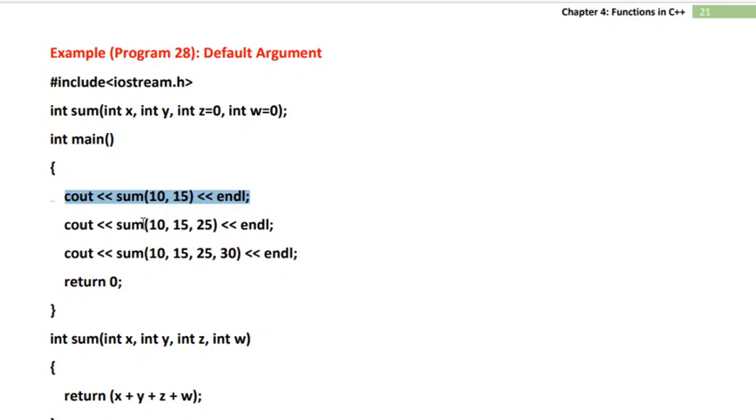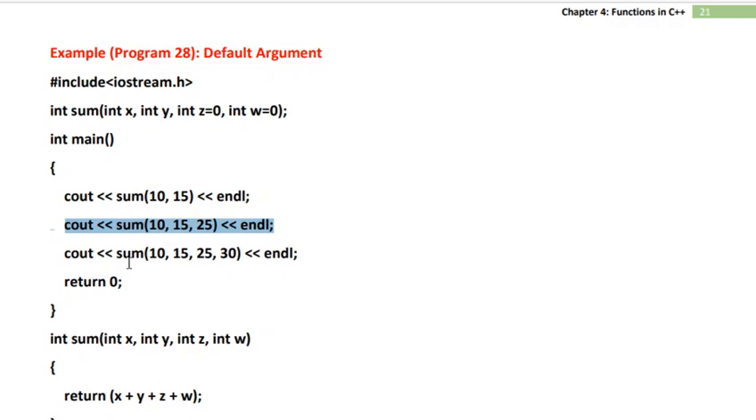Now in the second instance, what I've done is I've provided 10, 15 and 25. Now 10 will be assigned to x and 15 will be assigned to y, where z will be assigned 25. So the previous value of z, that is 0, will now be overwritten by 25, where w will remain as 0, right? So it will return a value 50, right?